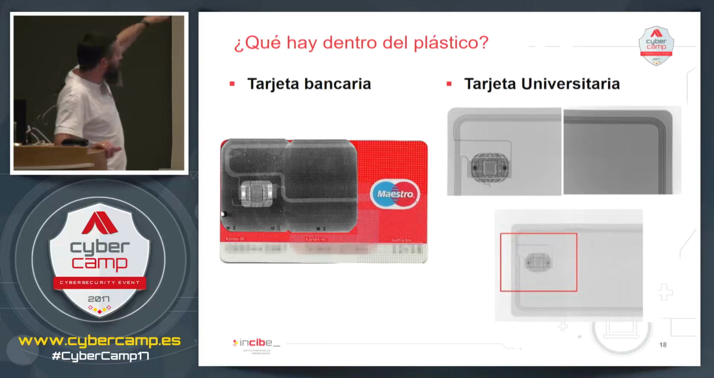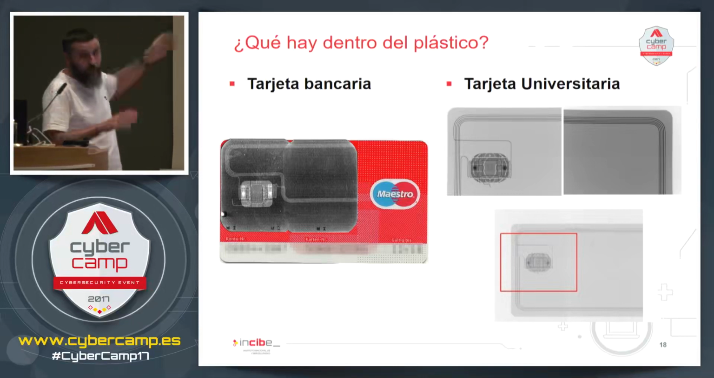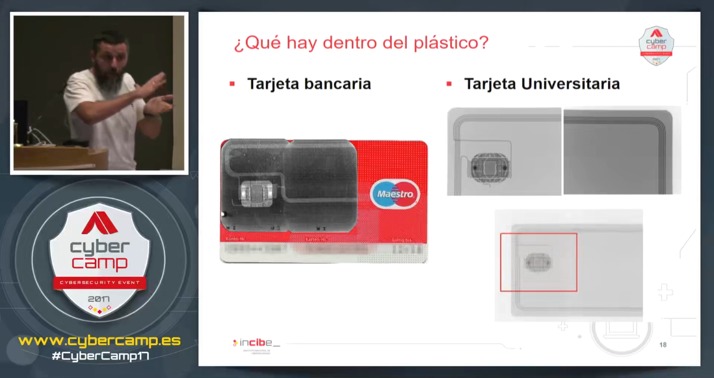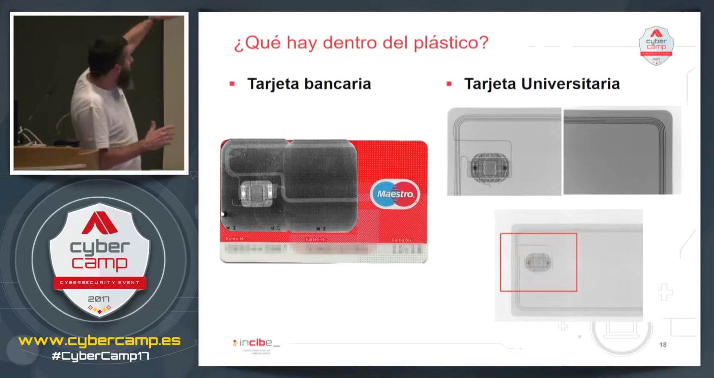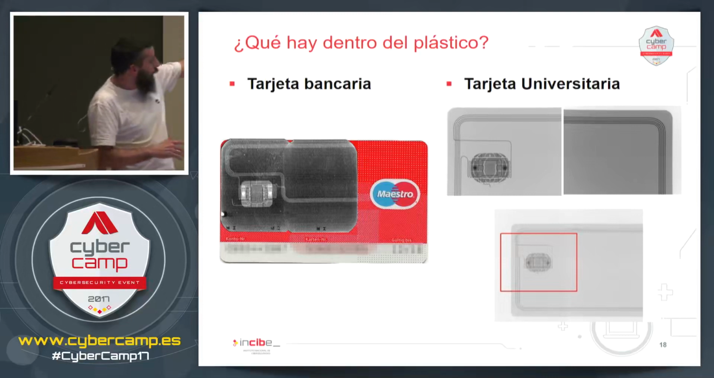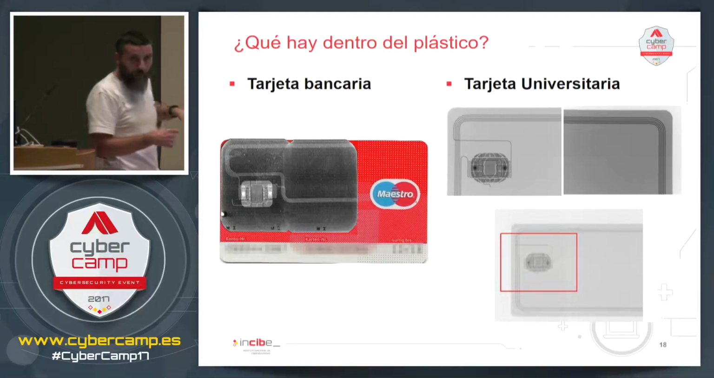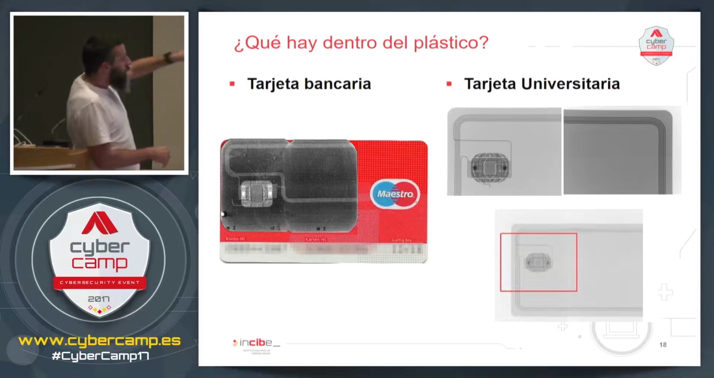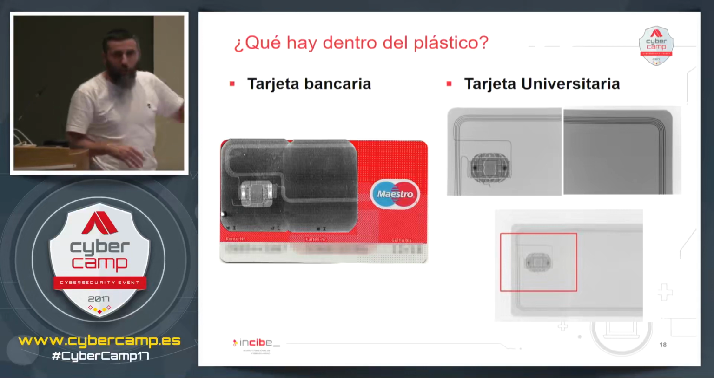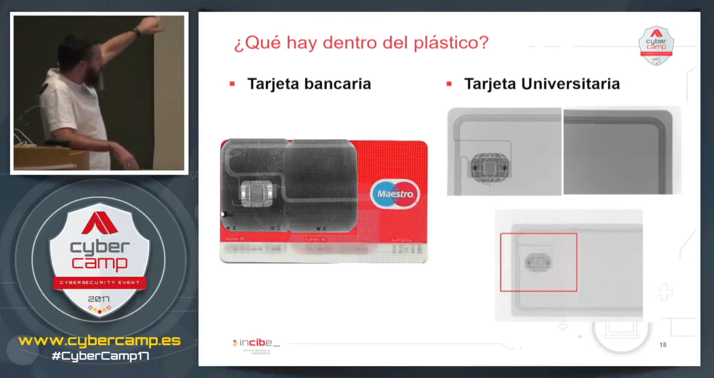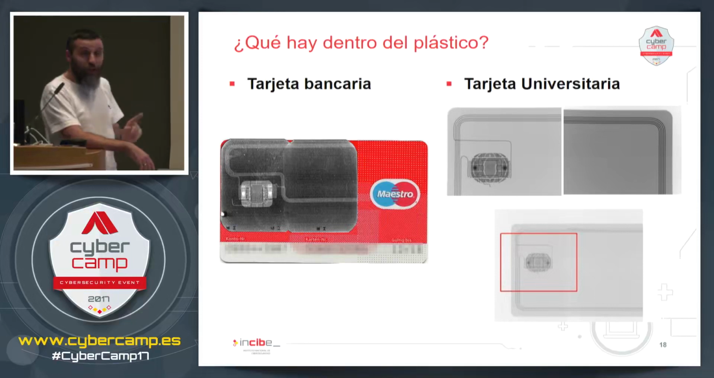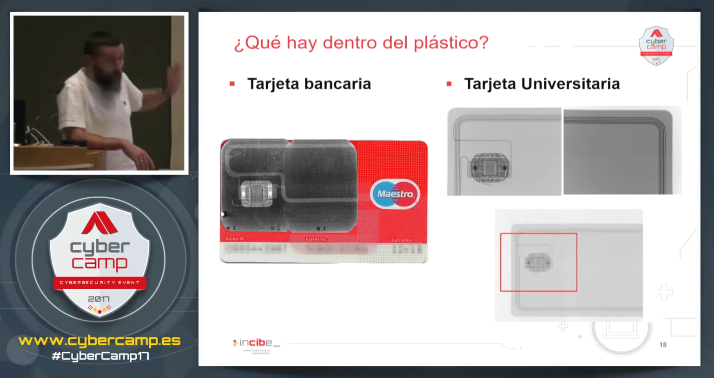I need a laser pointer, but here you can see the chip. And the thing is, you can't see what's below the chip, believe me. There you can see the antenna. And on the right, you can see one which has an antenna all the way around the card. That's a university card. On the left, you've got a card which just has the antenna in the middle of it.